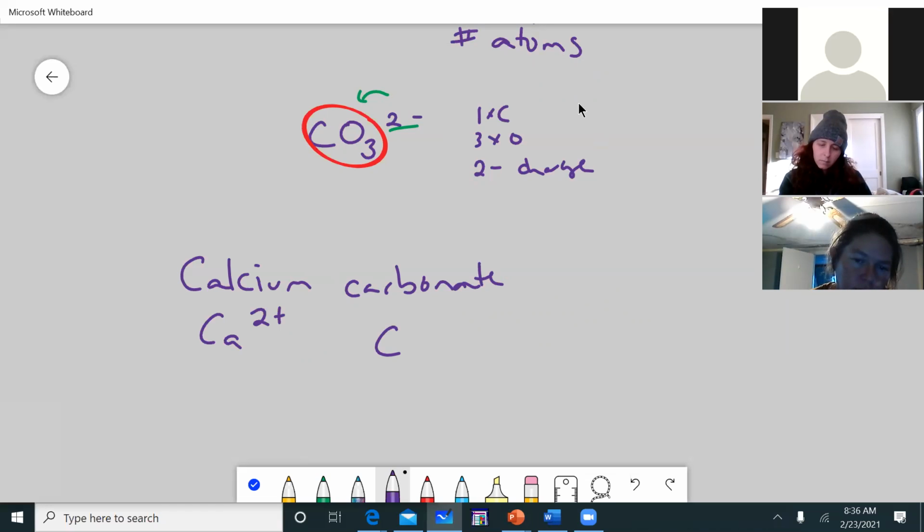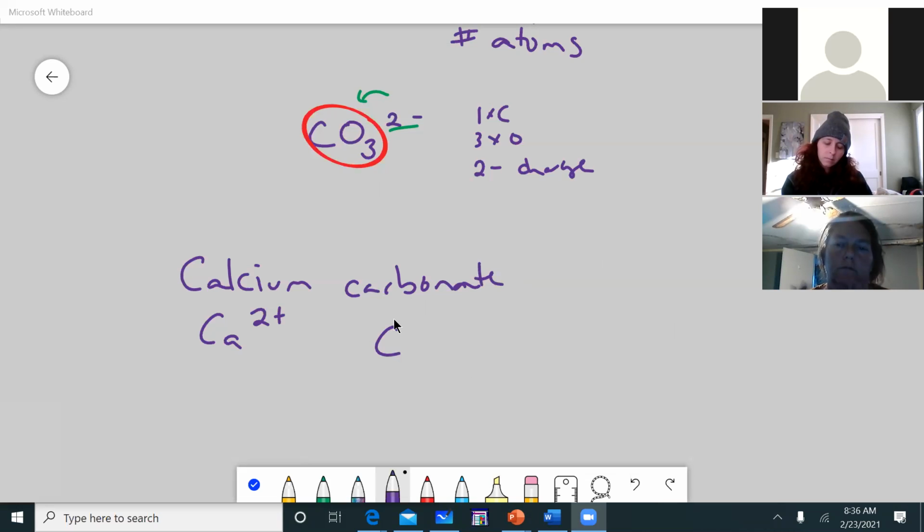Sarah, would parentheses be appropriate, like CO3 with it? No, we wouldn't put parentheses with the charge. We use parentheses a little bit later on when we have more than one of them. But if we only have one of them with that charge, we won't use parentheses.